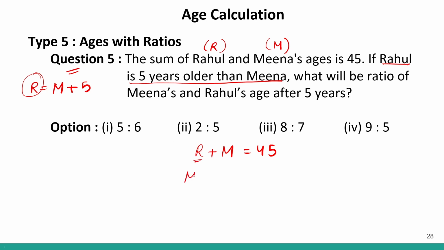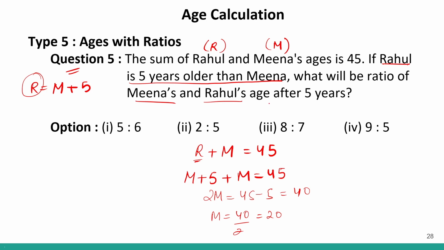So if I put the value of R, M plus 5 plus M will be equal to 45. Correct? So this will be 2M equals 45 minus 5, which is 40. So M will be 40 divided by 2, which is equal to 20. Correct? Now, we have to find the ratio of Meena's and Rahul's age after 5 years. So the present age of Meena is 20 years. And the present age of Rahul is how much? I can find from this equation, Rahul is equal to Meena's age, that is 20 plus 5, that is 25 years. So Rahul's present age is 25 years.